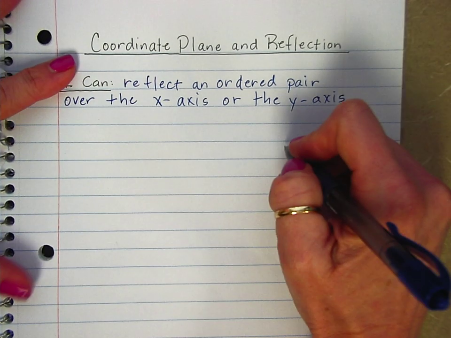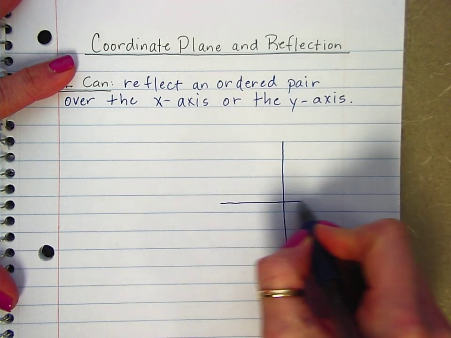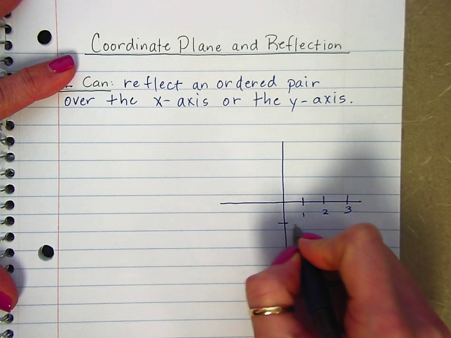Okay, so the first thing we're going to do is we're going to draw a coordinate grid. And let's just go up to 3. That'll be sufficient.